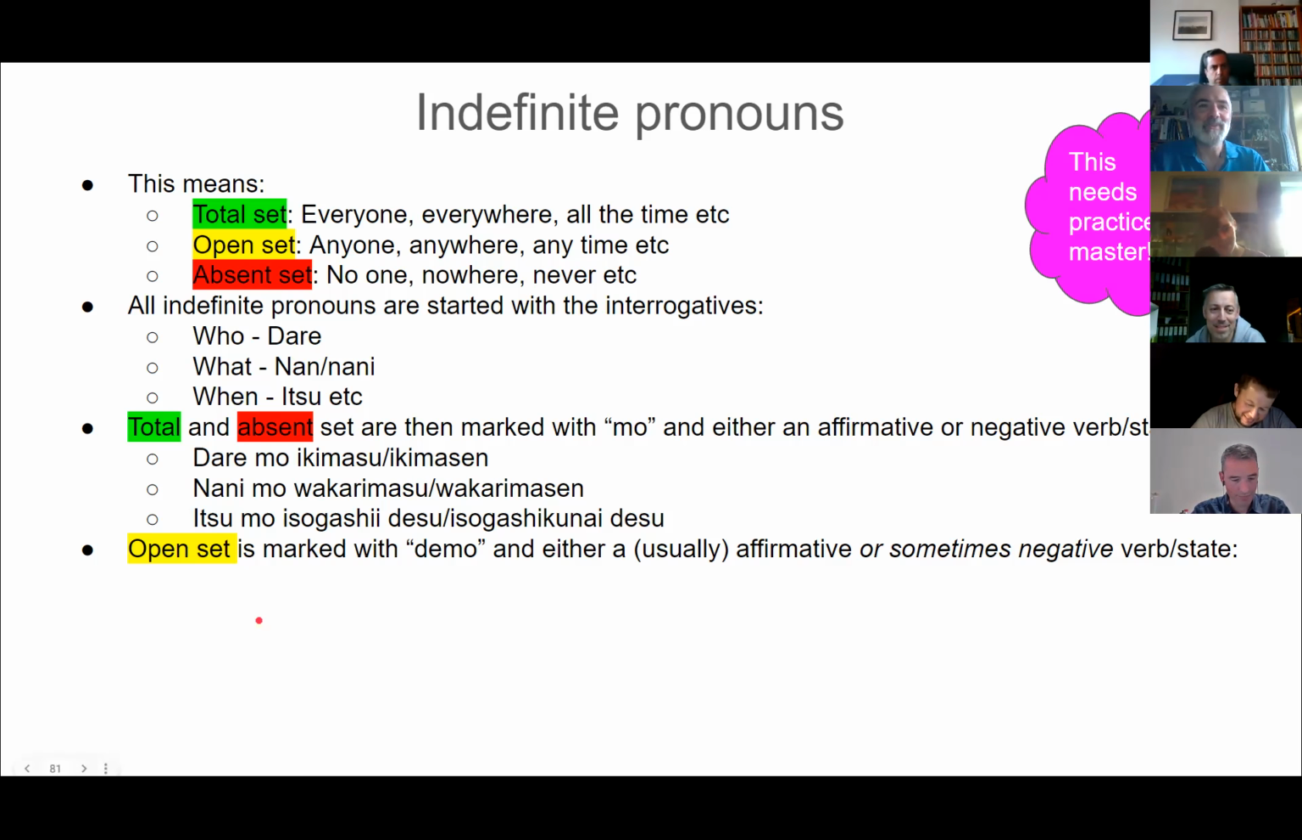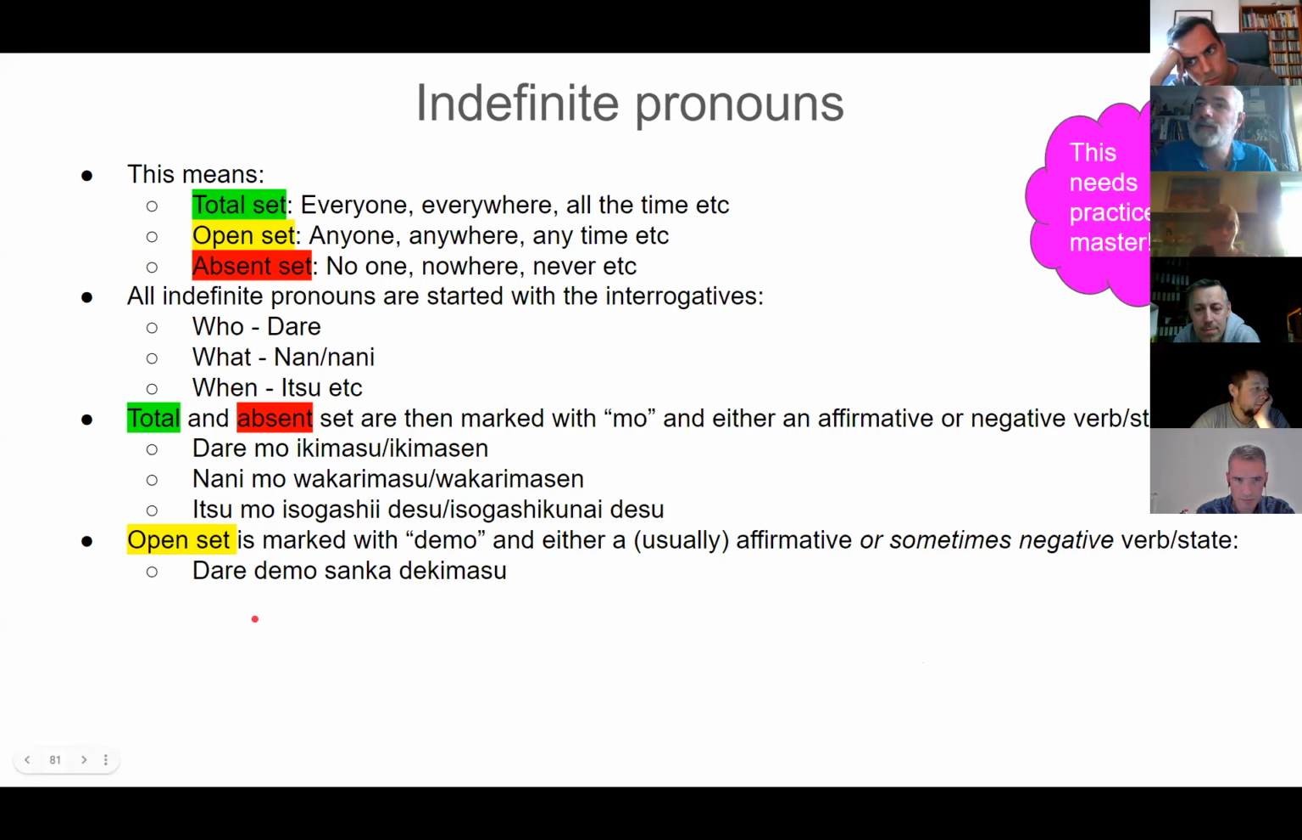Okay, if we use the open set, then instead of using mo, we would use demo. And usually this would be an affirmative sentence, but sometimes it can be a negative. So it sort of makes it open. It says anybody can, but it doesn't mean everybody will. It's somewhere between the everybody and no one state.